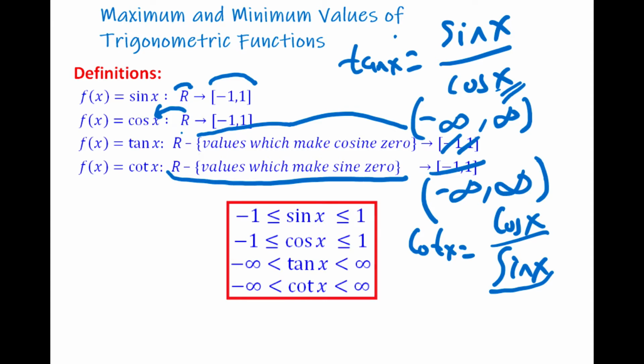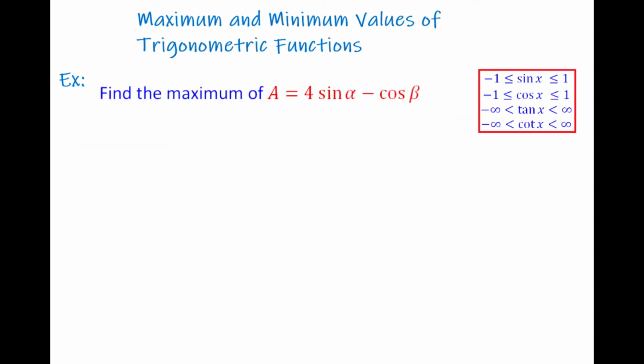Anyway, to make it short, guys, to summarize it, I just put it here. When it comes to dealing with sine x, the outcome is going to be between -1 and +1. The same situation applies to cosine. When it comes to dealing with tangent or cotangent, the outcome or the result is going to be between -infinity and +infinity. And we have our first example, guys.